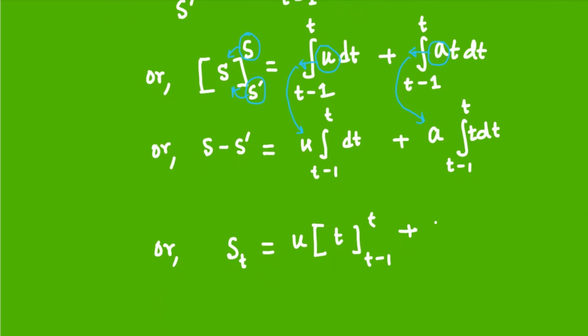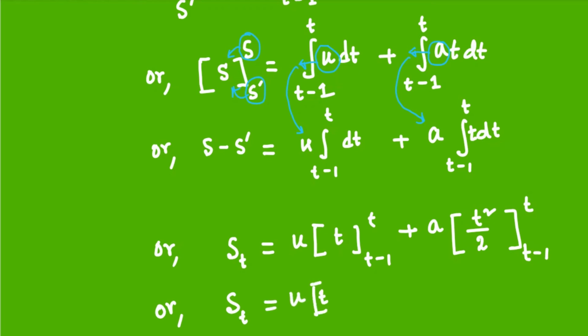So a integration t dt becomes a, in brackets t square by 2, from t minus 1 second to t second. Or, st equals u (t minus t minus 1) plus half a, 1 by 2 a, (t square minus (t minus 1) whole square).